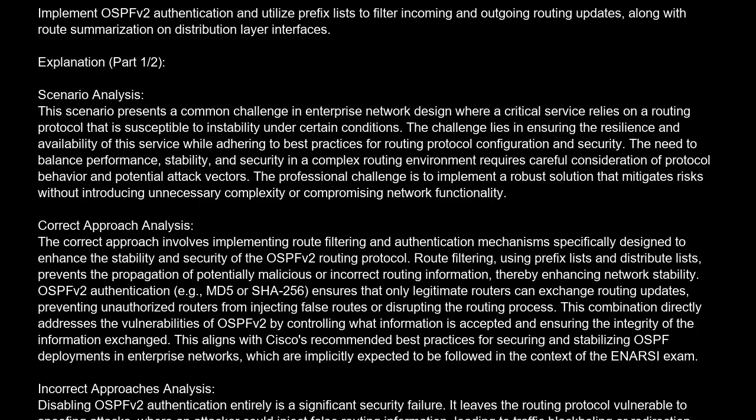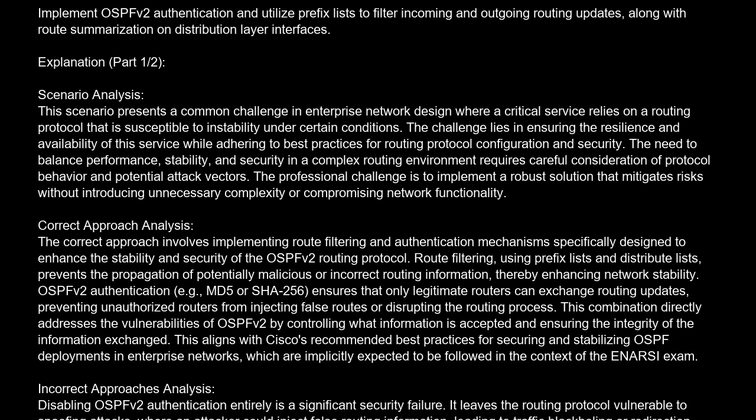Route filtering, using prefix lists and distribute lists, prevents the propagation of potentially malicious or incorrect routing information, thereby enhancing network stability. OSPF2 authentication, e.g., MD5 or SHA-256, ensures that only legitimate routers can exchange routing updates, preventing unauthorized routers from injecting false routes or disrupting the routing process.